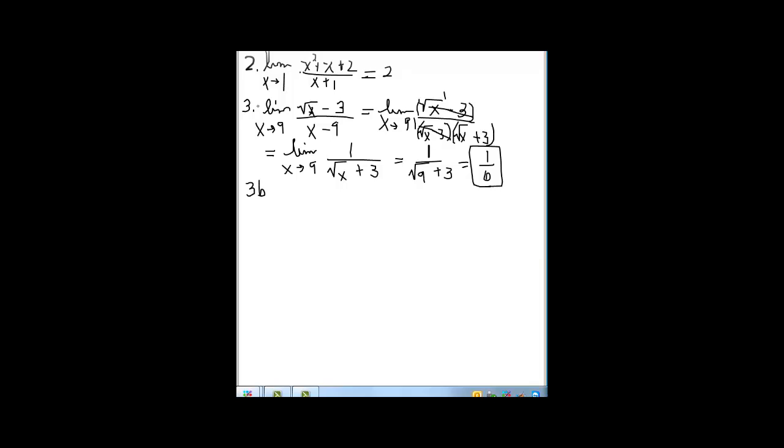I can call this 3b and I can call this 3a because as mentioned earlier, we're going to use two different techniques in solving this problem. Okay, so the factoring works nicely there. Let's look at the other strategy.